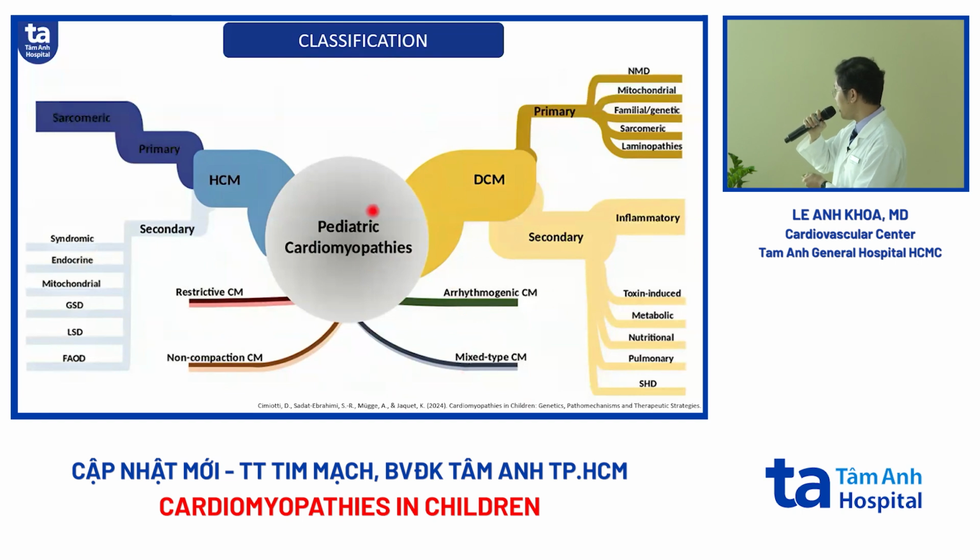Let's look at the branch of DCM. The main cause of DCM is a secondary cause, such as inflammatory, toxin-induced or metabolic syndrome, and the primary cause is much rarer than the secondary cause. In contrast, in hypertrophic cardiomyopathy, the primary cause is the main cause of HCM in children.